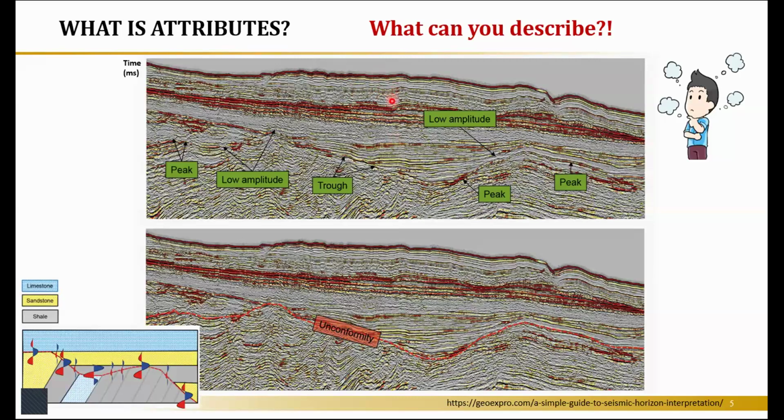And then you see here, in the upper part of the section, you have a lot of peaks and troughs, many peaks and troughs. And then in the down part of the section, the bottom part, you have a very minimum number of peaks and troughs compared to the upper part. So we are describing frequency now. So you have a frequency description here. So we described amplitude and we described frequency.